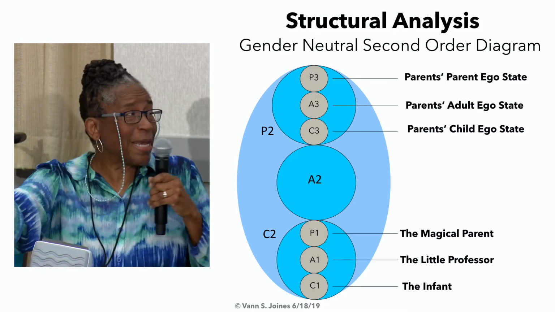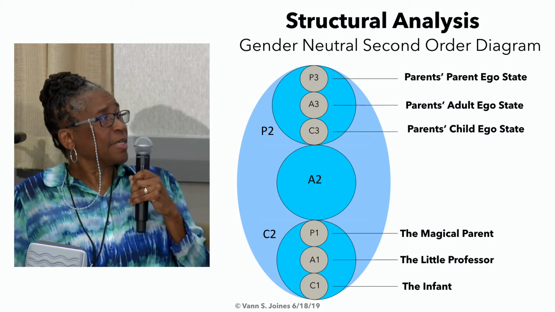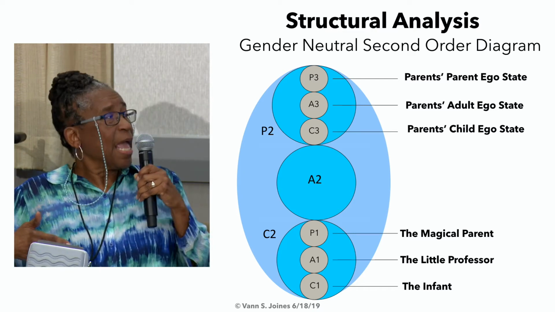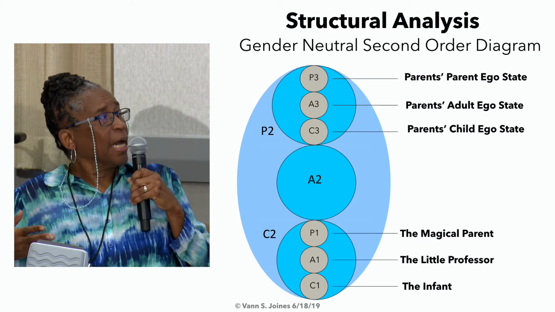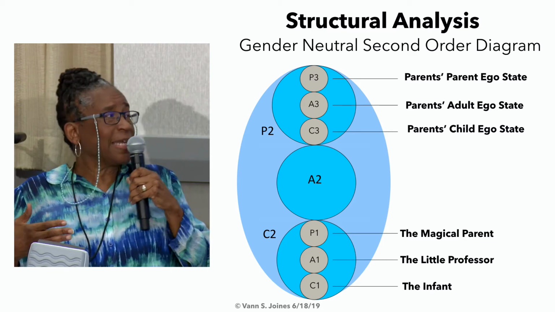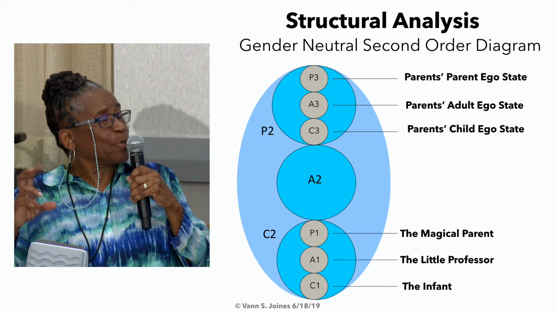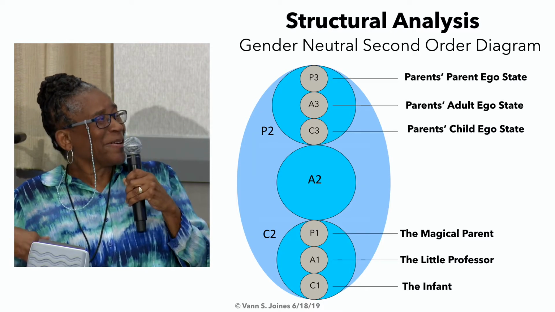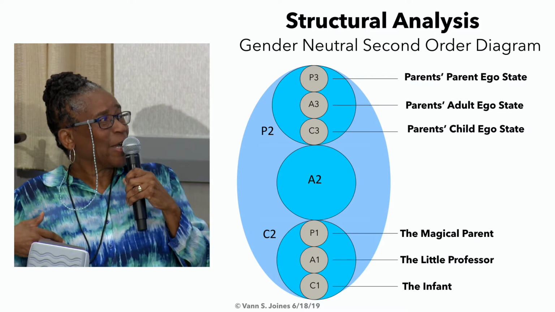And when I am born as a little person in the child ego state, so I'm looking now at the P1, we are born with a magical parent that is, well, let's start the other way. We'll put them all up then, because I go from C1 up. So C1 is the infant.